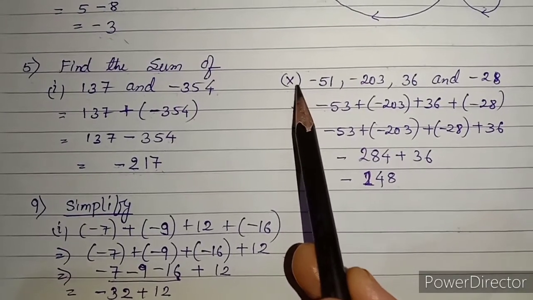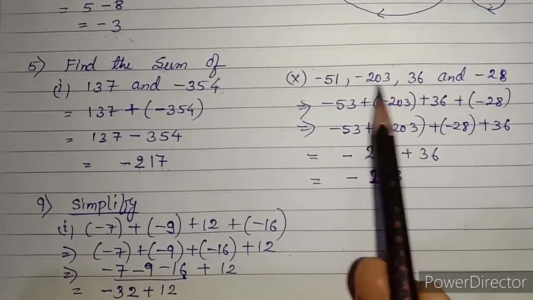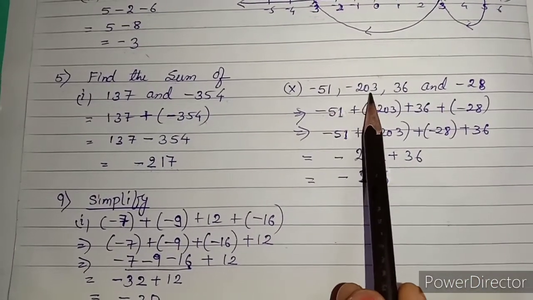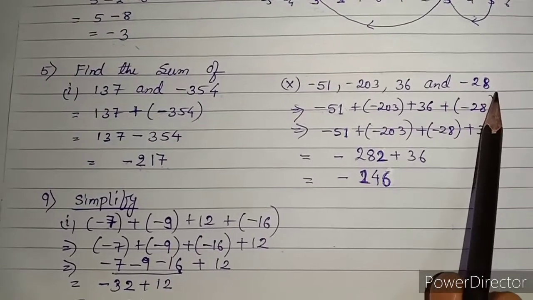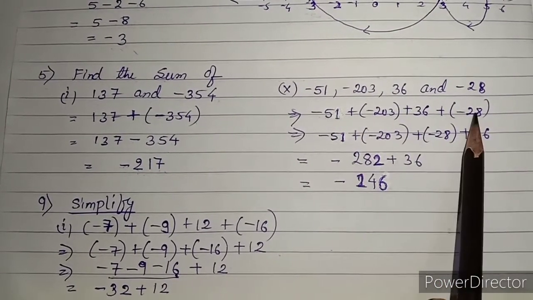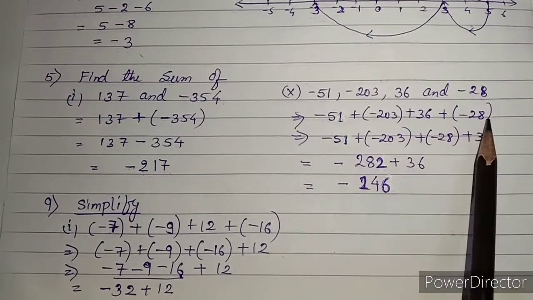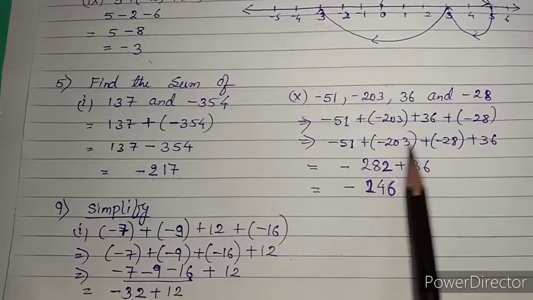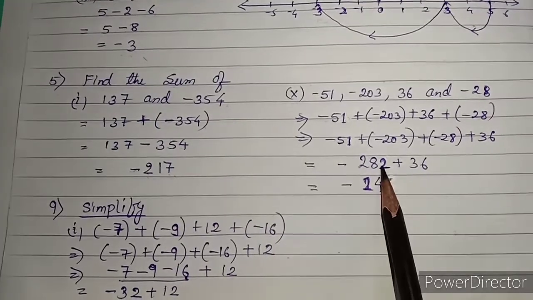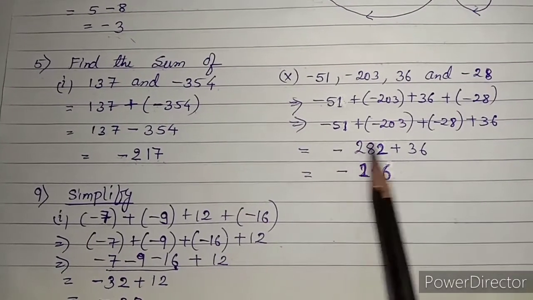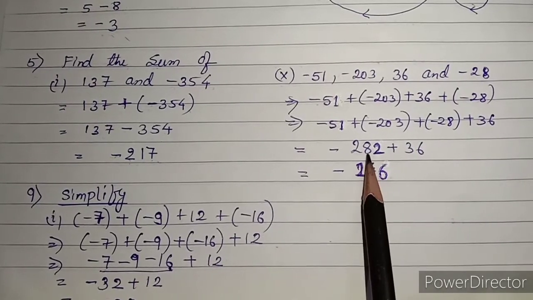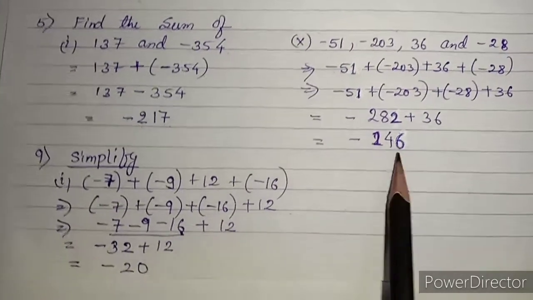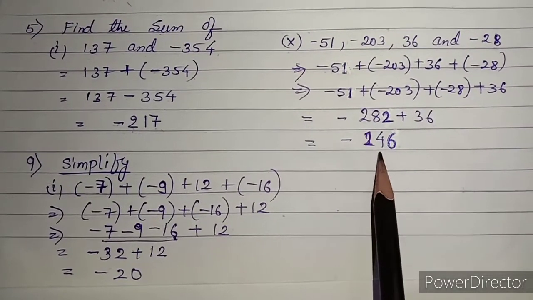Then 10 number of question number 5: you have to add these four integers. Minus 51, minus 203, 36 and minus 28. When you add all these four integers, you can see three integers are having negative sign. So keep these three integers together, and after adding these three you will get 282, and give the common sign as minus sign, and then plus 36. So one is negative, one is positive. That means you have to subtract now and give the sign of the greater one. So the answer is minus 246.